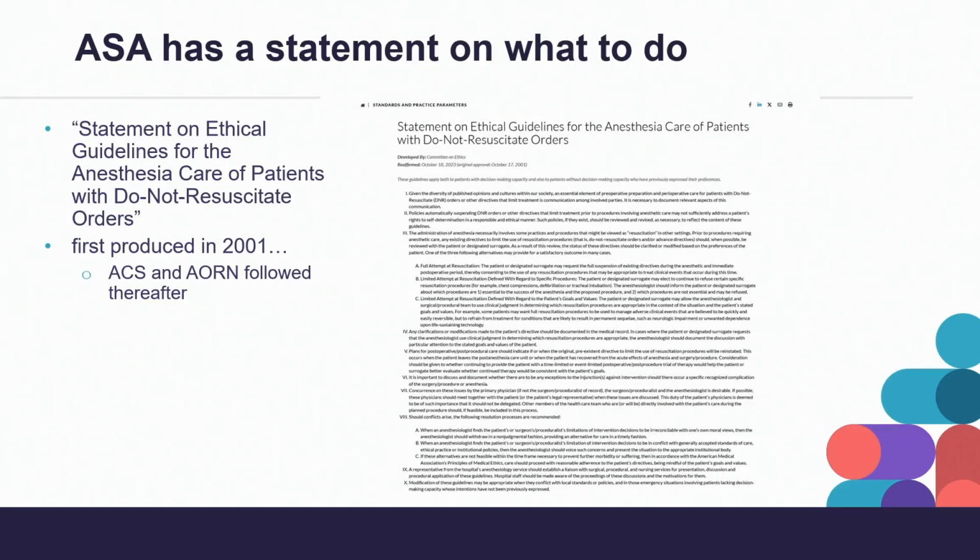So it's easy. The ASA has a statement on what to do. Great, we can all pack up and go home. It's all done, okay? You can Google it and have a look at the ethical guidelines for anesthesia care of patients with do not resuscitate orders. This first came out in 2001, and we actually set the stage. I'd just like to say this is a rare occasion where anesthesiologists can say, yeah, we got this right before anybody else, before the ARN, before the American College of Surgeons. And so we've just continued reviewing this statement.